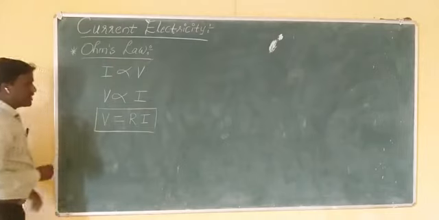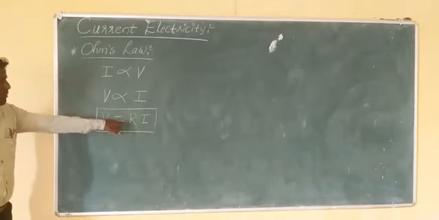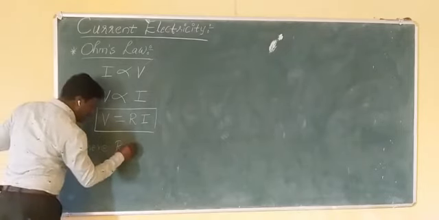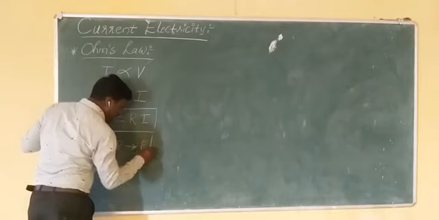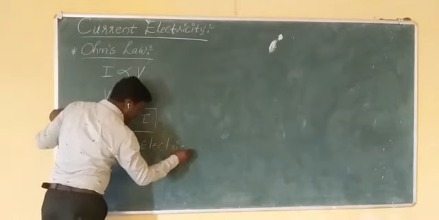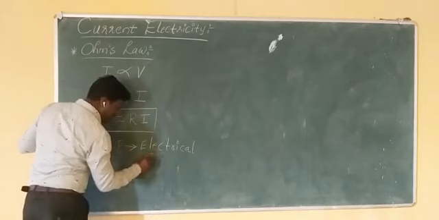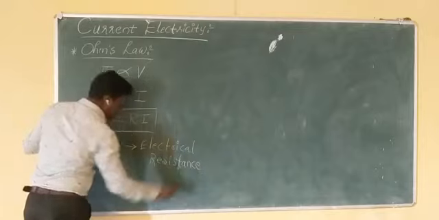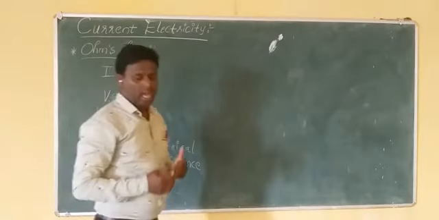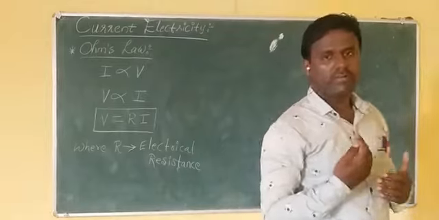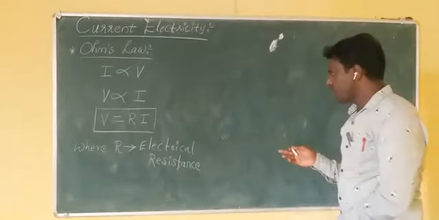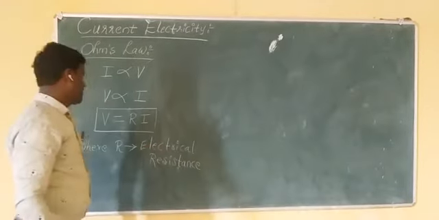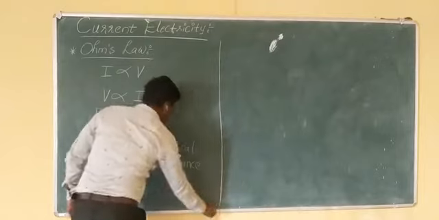Here R is a constant of proportionality, and R is called electrical resistance. What is the name given to capital R here? R is the constant of proportionality. What do you call it? It is called electrical resistance.